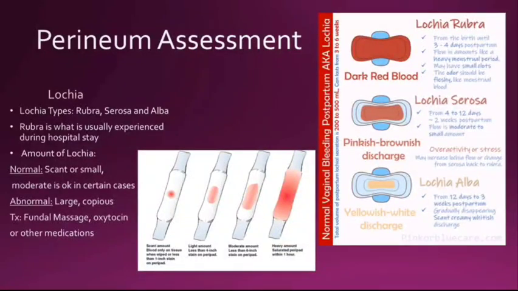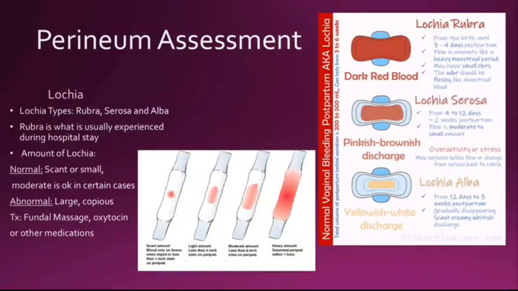So that's just saying that they should not be saturating a whole peri-pad within an hour. If they're saturating a peri-pad in 15 to 30 minutes, that is definitely not normal. The term copious just means there is no doubt this patient is having a hemorrhage, they are bleeding out. So copious is never normal. So scant and small is okay. Moderate is okay in certain circumstances. So let me talk about what circumstances we would tolerate that.